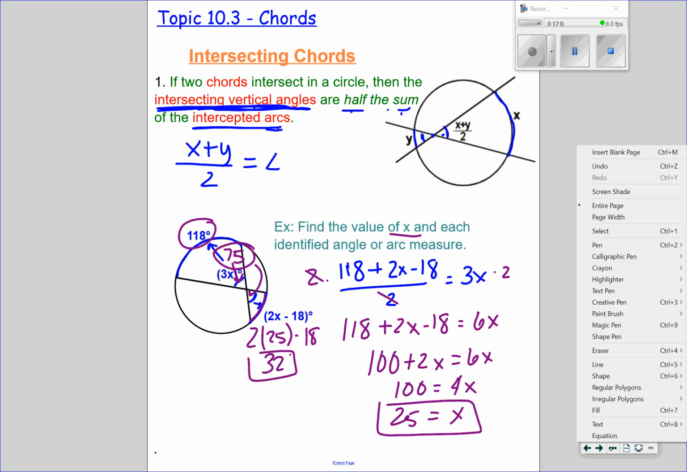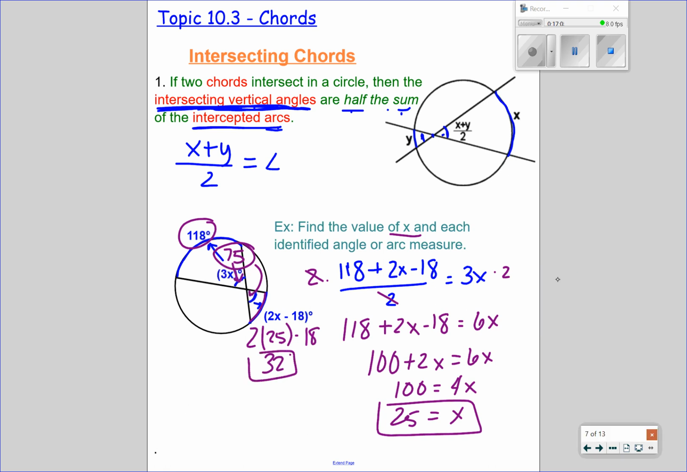Little food for thought here to help you later: what would this angle be? Well, remember, this 75 degrees and this mystery angle should make a linear pair. So this angle would be the difference of 180 and 75, which would be 105. And then 105 would also go there too. Just something to help you out later. You might have a quiz question like that.